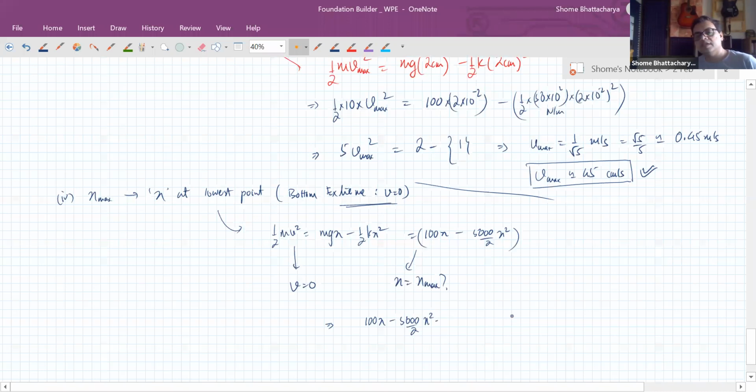This will give us two roots, x equal to 0, which is the starting point, and x equal to, this will come out to be 4 by 100 meters, or that is 4 centimeters. This is the lowest point. So the maximum extension of the spring will be 4 centimeters.